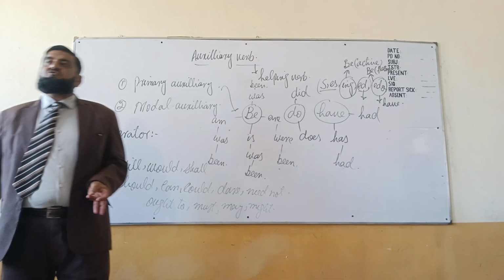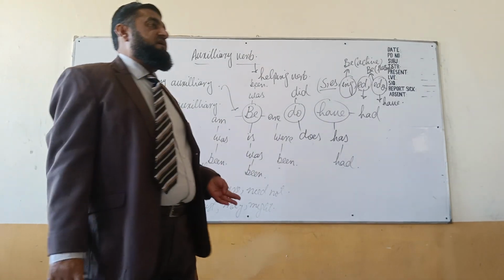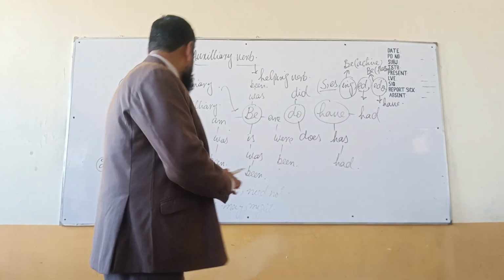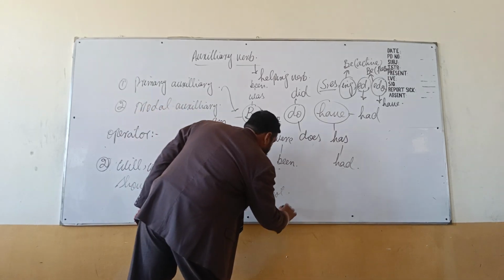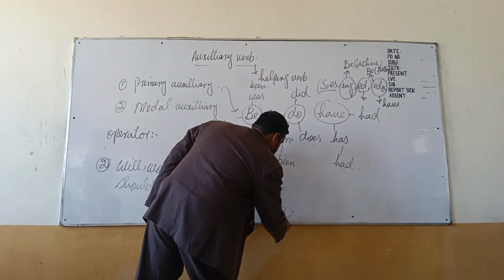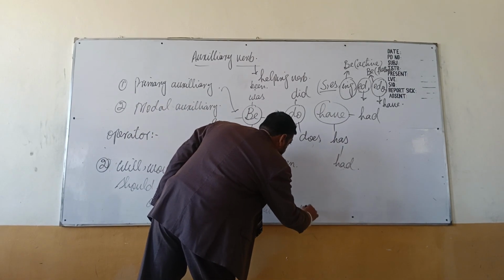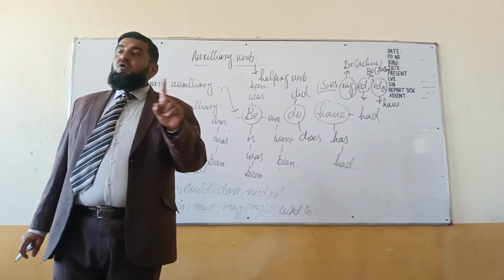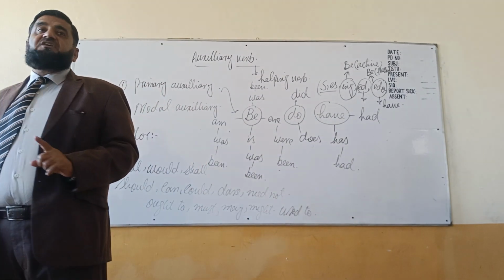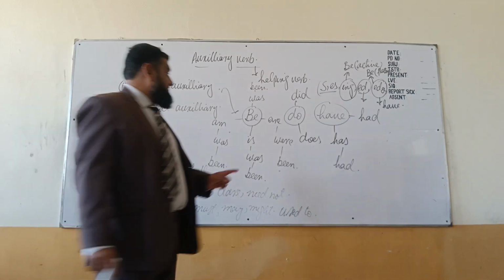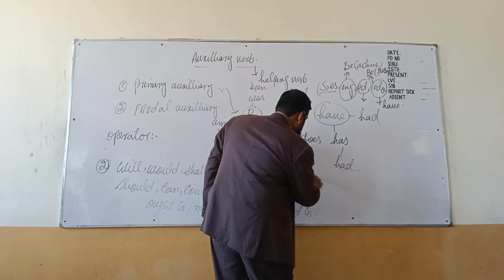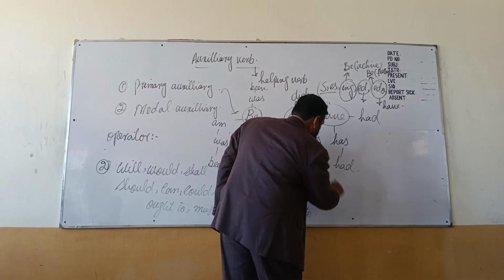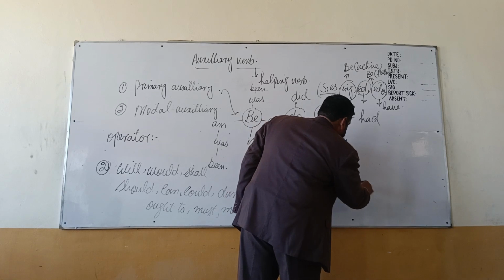Will, would, shall, should, can, could, may, might, dare, need not, used to. Used to as well. All these are modal auxiliaries. Keep in mind, when there is a modal auxiliary in a sentence, the base form will be used. The base form of the verb.